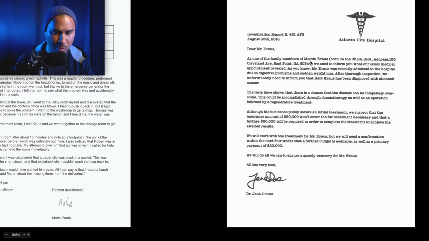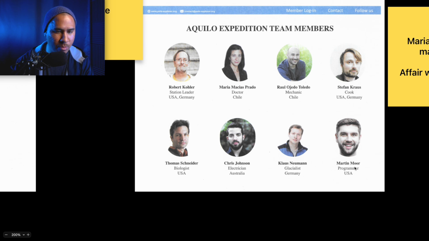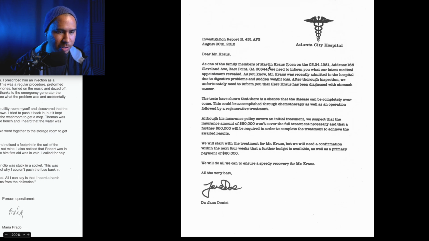Different from Martin Moore. Yes, so we have a Martin Moore and then we have Stefan Kraus and then this Kraus family, I guess. But how do they come into the picture? Who is Martin Kraus? Okay, anyways, we will start with the treatment for Mr. Kraus, but we will need a confirmation within the next 4 weeks that a further budget is available, as well as a primary payment of $20,000. We will do all we can to ensure a speedy recovery for Mr. Kraus. All the very best, Dr. Jana Donachie. Why does his signature say Jane Doe?